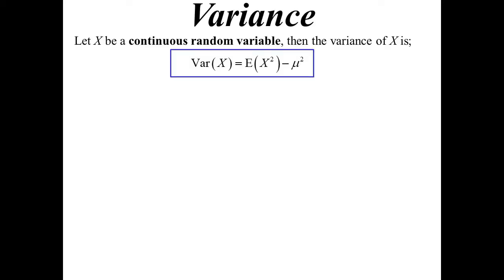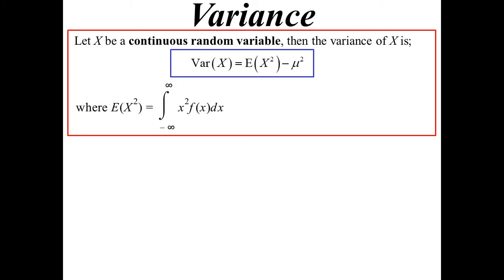Right, variance, exactly the same now. It'll be the expected value of x squared minus what we found to be the average squared. But now our formula for expected value of x squared will be the integral from minus infinity to infinity of x squared times the function of x, the probability density function.